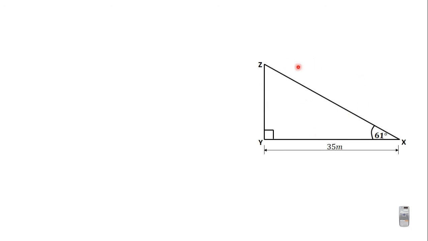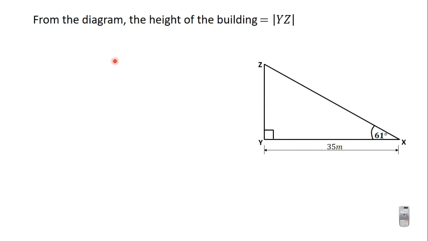Okay, so we have our right angle triangle here. From the diagram, the height of the building is the distance YZ. Looking at this diagram very carefully, we can see that YZ is opposite to 61 degrees and YX or XY is adjacent to 61 degrees. So we have opposite and we have adjacent. So we can use tan.